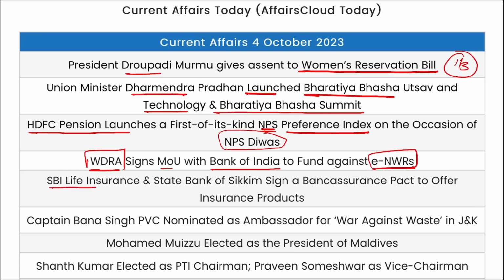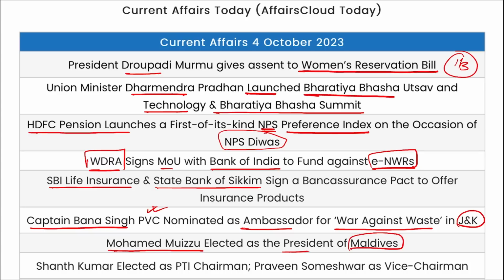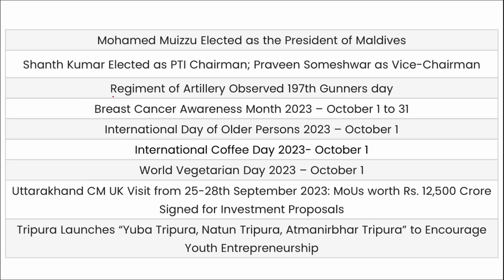Then a bancassurance pact between SBI Life Insurance and State Bank of Sikkim was signed. Captain Bana Singh nominated as ambassador for war against waste in Jammu and Kashmir, and he is a Param Vir Chakra awardee. Next, Mohamed Muizzu has been elected as the president of Maldives. Shant Kumar has been elected as the chairman of PTI and Praveen Someshwar as the vice chairman of PTI. Next, the Regiment of Artillery observed the 197th Gunners Day recently.